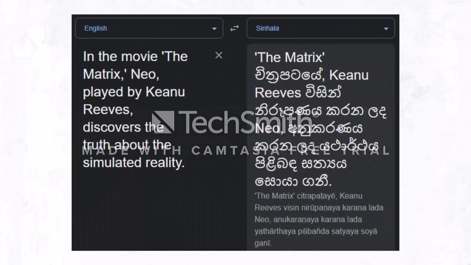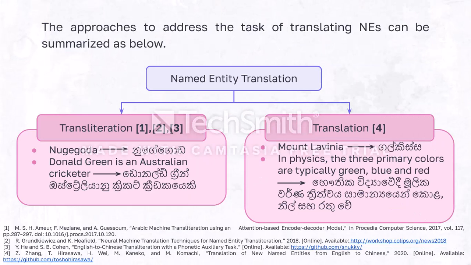And here we have a translation from English to Sinhala, but as we can see, named entities have not been translated into Sinhala correctly. So we can clearly identify the motivation of why we need to improve named entity translation.